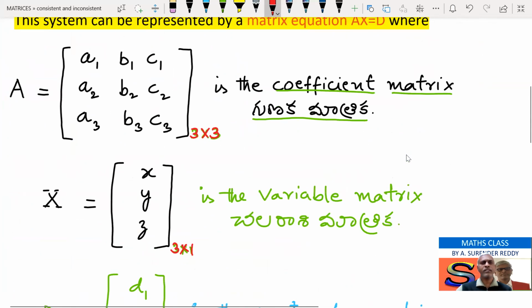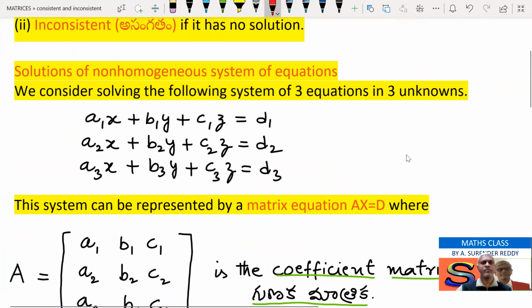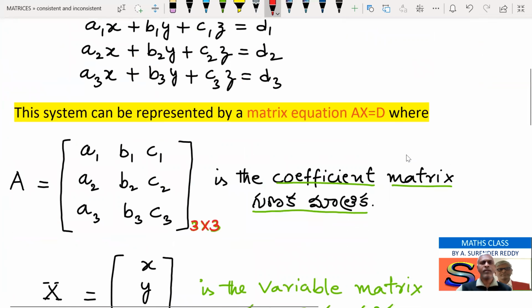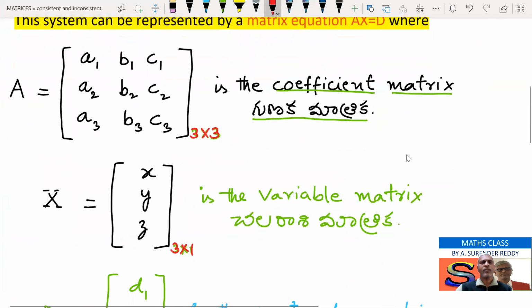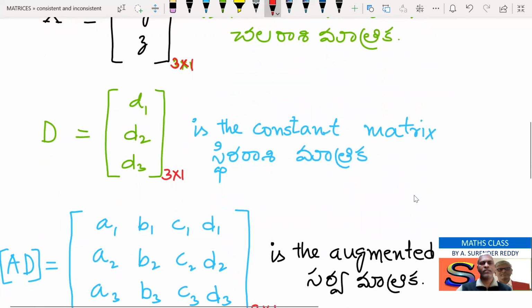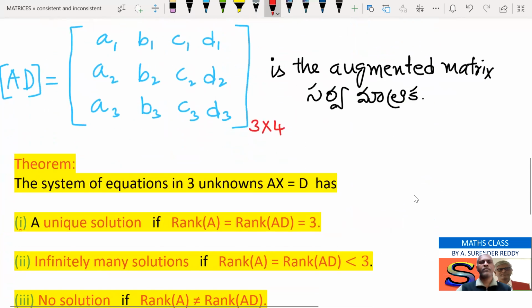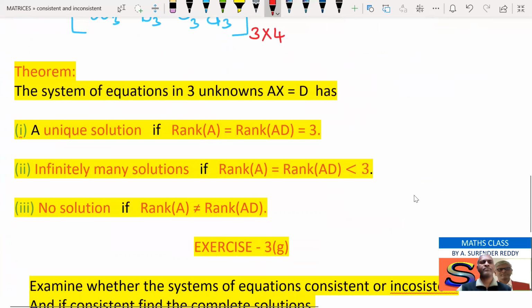So in this system of simultaneous equations in 3 variables, we can represent it in the form of a matrix AX is equal to D, where A is the coefficient matrix, X is the variable matrix, D is the constant matrix, and the combined matrix AD is known as the augmented matrix, Sarva matrika antam.